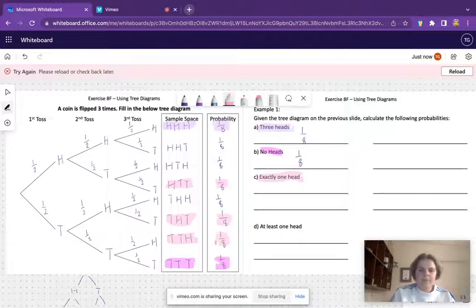So there's 3 possible outcomes out of 8. Or the other way of thinking about it is adding these probabilities together. So we've got the probability of this one, which is 1/8, plus the probability of this one, the tail, head, tail, which is 1/8, plus the probability of tail, tail, head, 1/8. So we got 3/8.